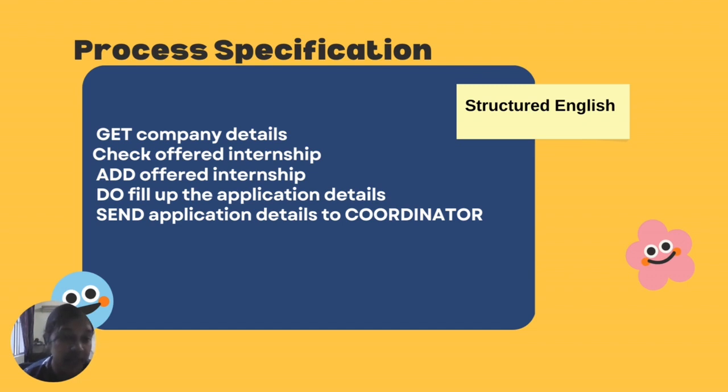First of all, as you saw in the previous video, the students have to get company details. They have to check the offered internships and then select one offered internship, and fill up the application details in the application form. After filling up the application details, they have to send the application details to their specific coordinator. Each of the students has a specific coordinator.